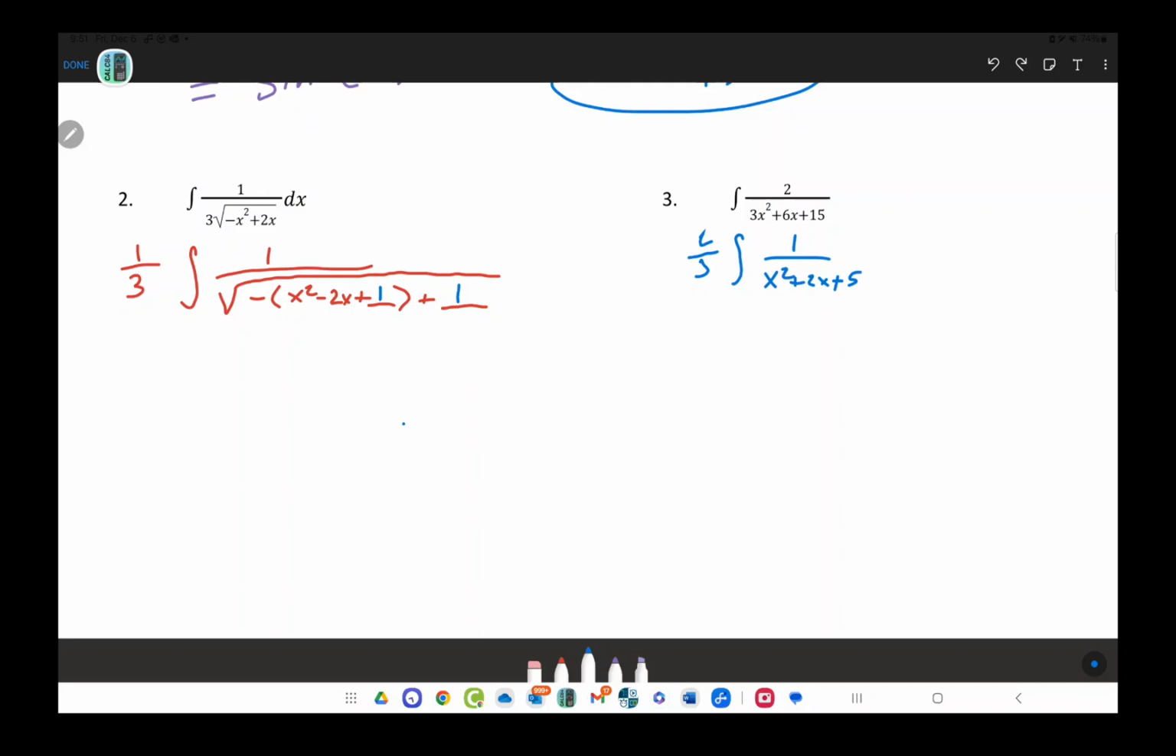X minus 1 squared. Wait, third row. This is going to be sine, inverse sine, right? What does inverse sine look like inside the square root? 1 minus x squared. So I'm going to put this 1 out front. Minus x plus 1 squared. Okay. Yes.